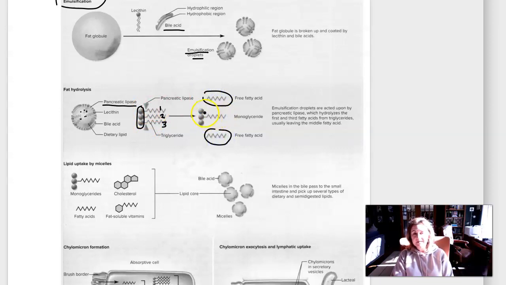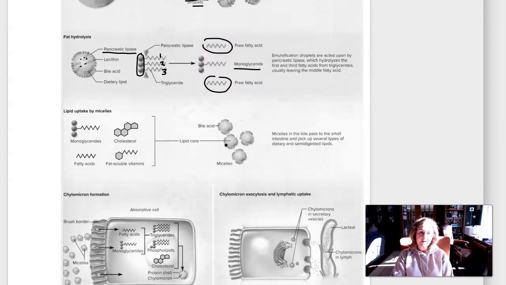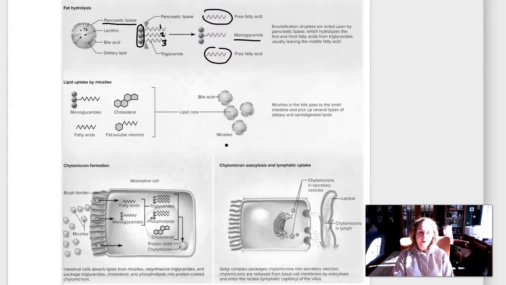The one fatty acid is still bound to glycerol. We call that a monoglyceride. This is the end result of lipase digestion. These items can diffuse into the simple columnar cell of the small intestine.